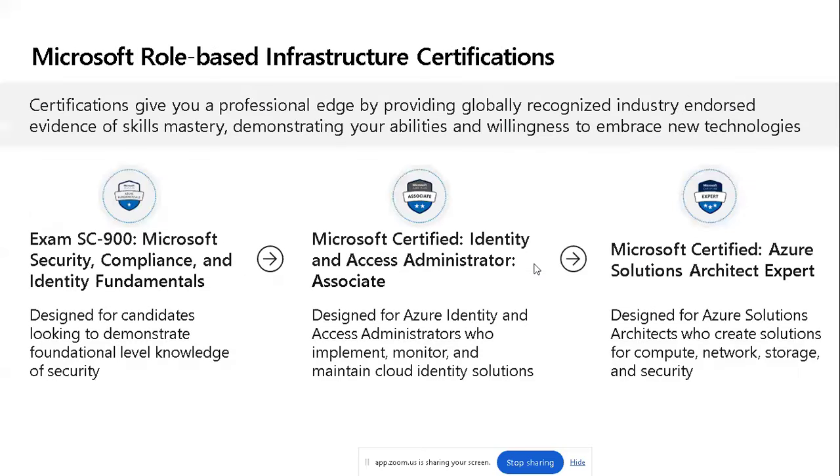And if you clear the certification, you achieve this middle certification, that is Microsoft Certified Identity and Access Administrator Associate. This is an intermediate level of certification that you achieve. After this, if you further want to do a deep dive into Azure, then maybe you can go with Azure Solution Architect Expert. This is AZ-305, right? Then you will become Microsoft Certified Azure Solution Architect Expert. But in order to clear this, you need to clear the SC-300 certificate first, right?